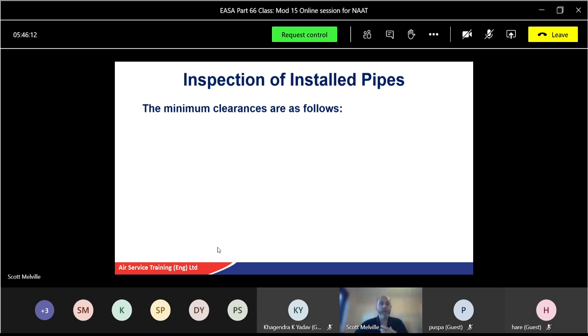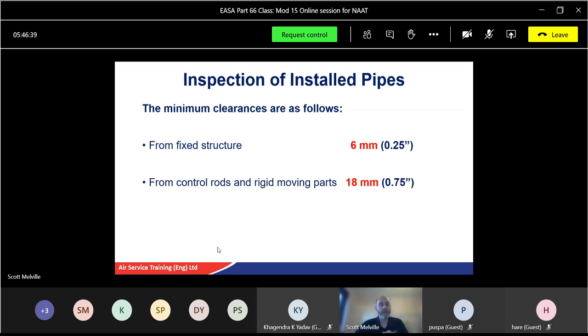So the minimum clearances are as follows. Any pipe you fit must be from a fixed structure, must have a minimum gap of 6 millimeters, which is about 1/4 of an inch. Okay. So anything from a fixed structure, so anything that's not moving basically, a minimum gap of 6 mil. That allows for a bit of expansion.